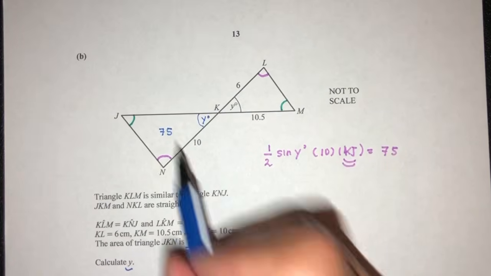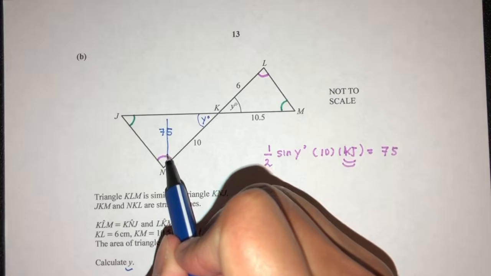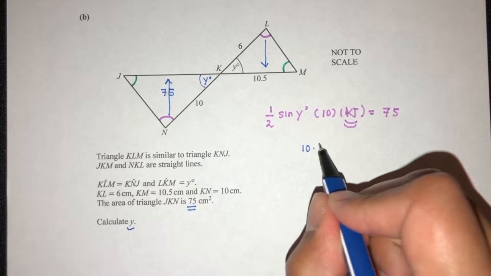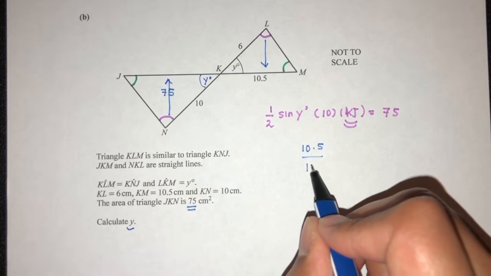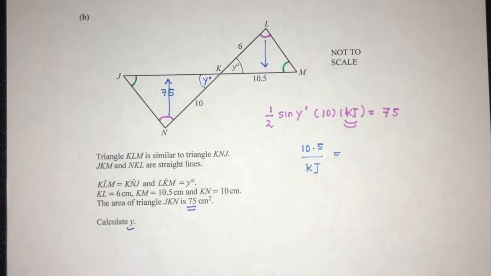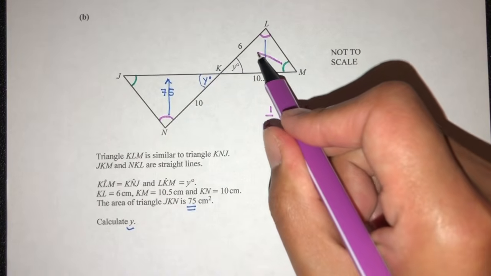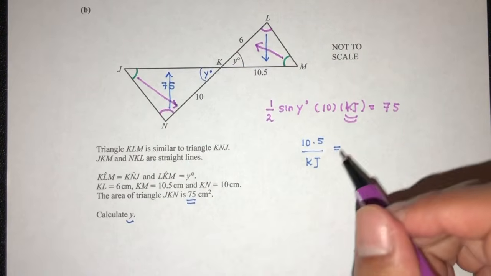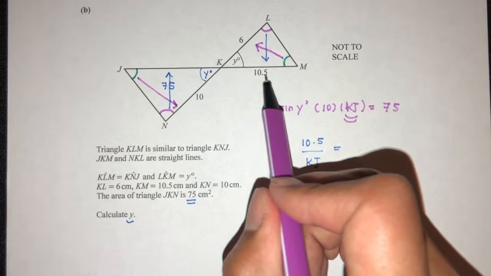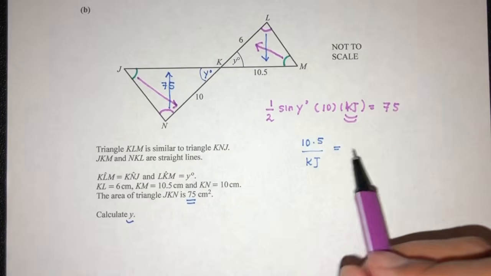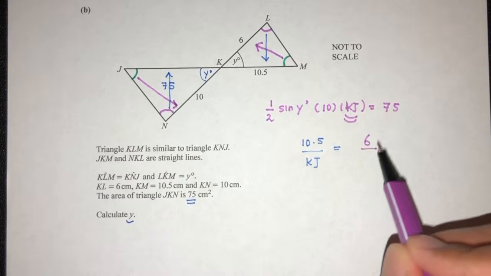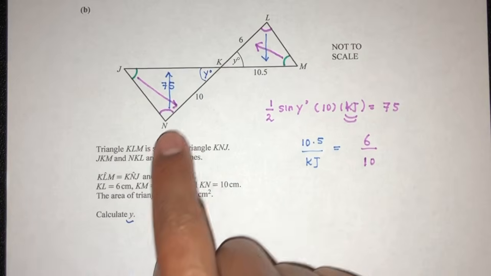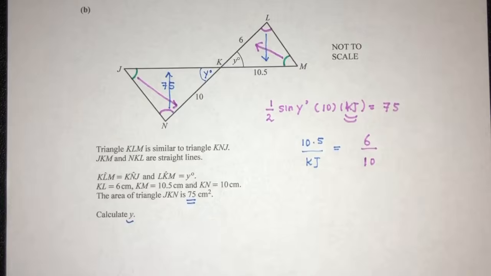So you can see KJ will be the side opposite this angle. The side opposite this one will be this one. So we can write 10.5 divided by KJ is equal to, now here we have 6, that will be opposite this one, and that will be opposite the green one as well. Because we write the smaller triangle first, we have to keep it consistent. We write 6 here over the value of this one, 10, the bigger one afterwards, because KJ is part of the big triangle. We also have to keep the big triangle consistent in the equation.